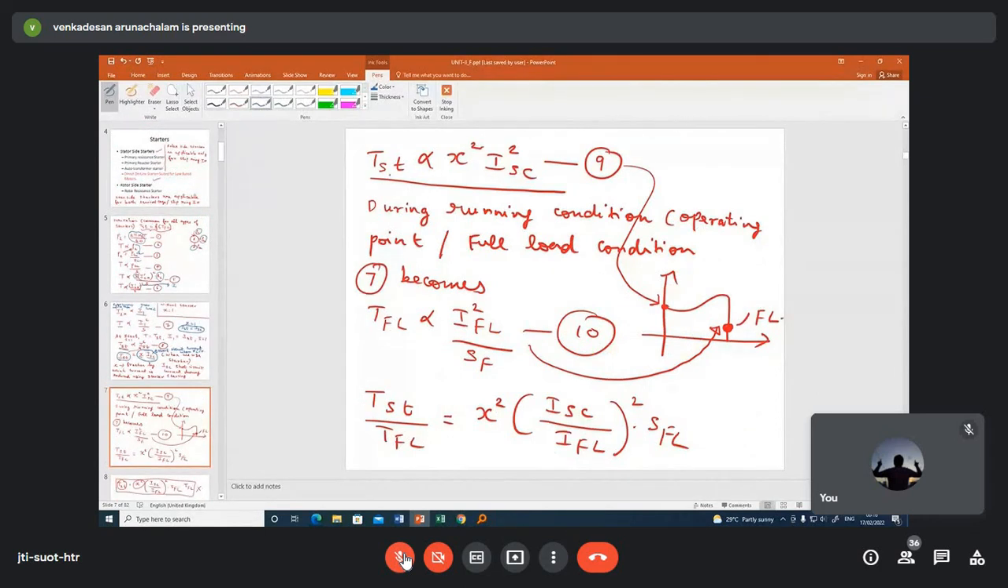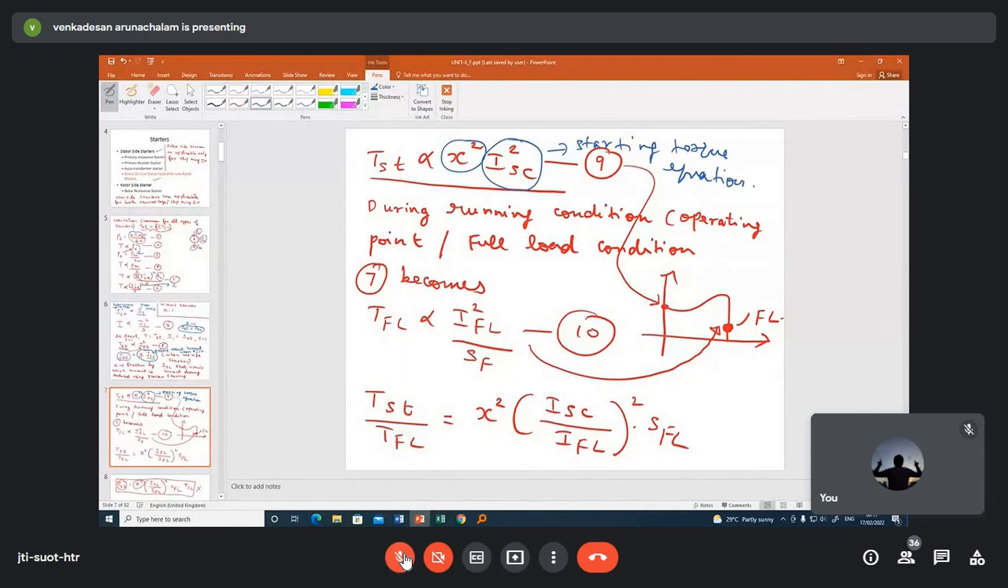So the starting torque is proportional to X squared I squared SC. Okay, X squared I squared SC. So this is the starting torque equation in terms of short circuit current.